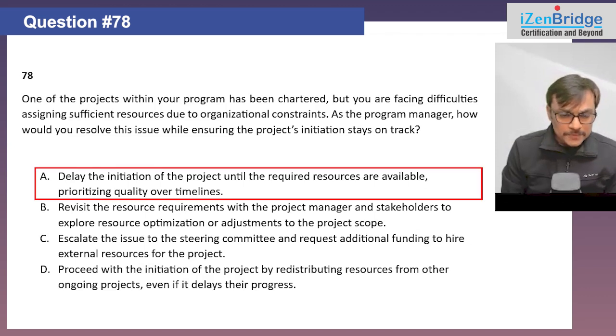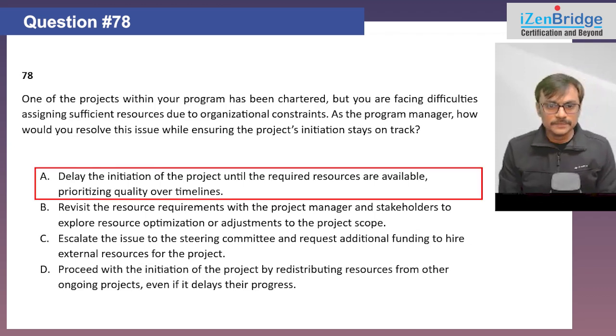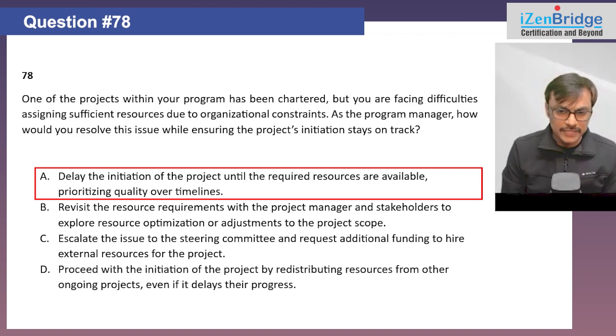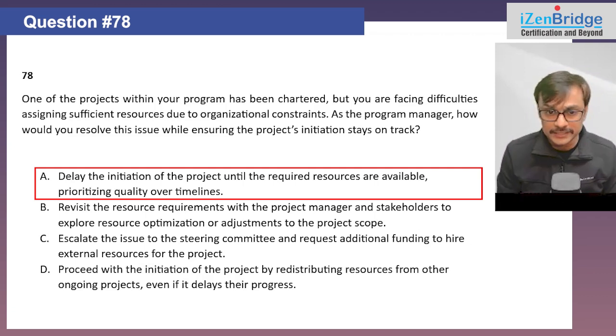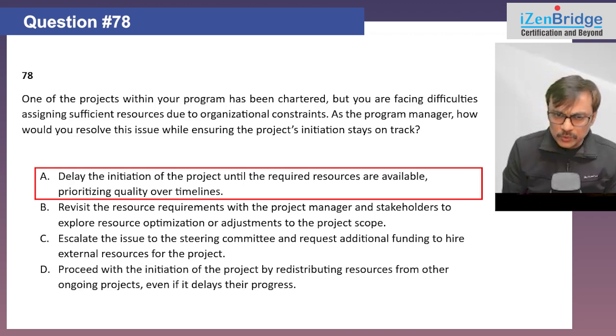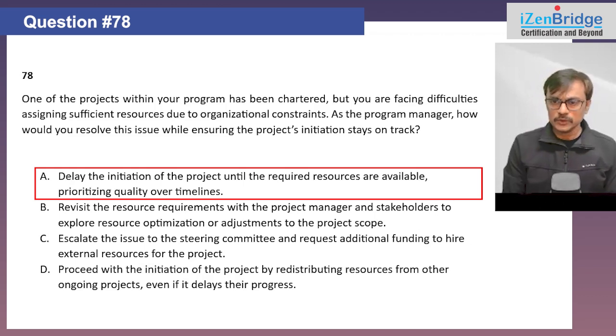So option A, delay the initiation of the project until the required resources are available. Prioritize quality over timelines. I do want to prioritize quality and timelines, and I can't just jump on saying let's delay it. There is a possibility that the delay may happen, but usually I don't conclude that delay is the only option. Yeah, so I just keep it aside.